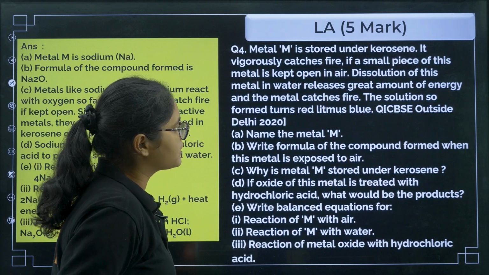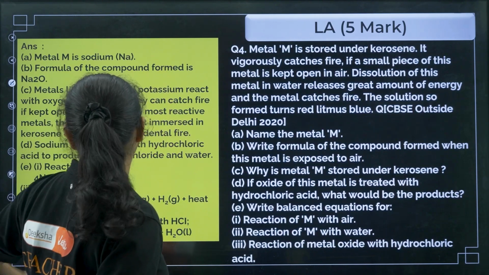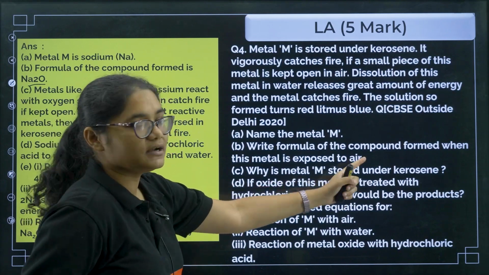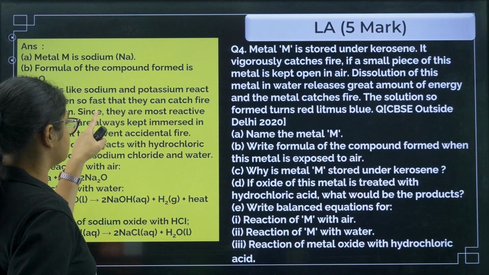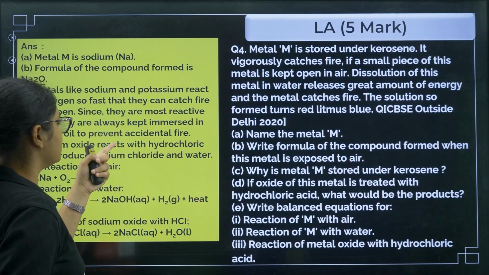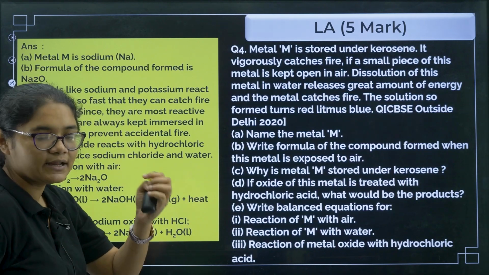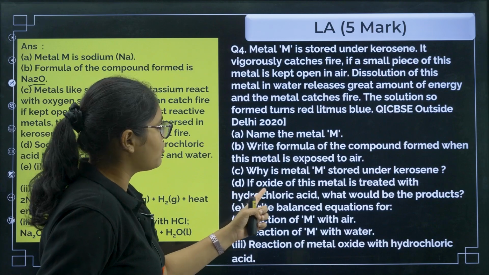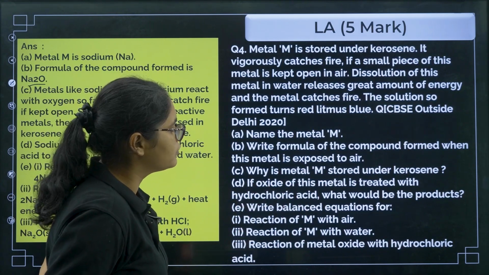Next, write the formula of the compound formed when this is exposed to air. Sodium oxide will be formed, that is Na2O. Next, why is metal M stored under kerosene? You have already seen metals like sodium and potassium react with oxygen so fast that they can catch fire. That is why they are stored under kerosene, to avoid contact with oxygen so that they do not catch fire.